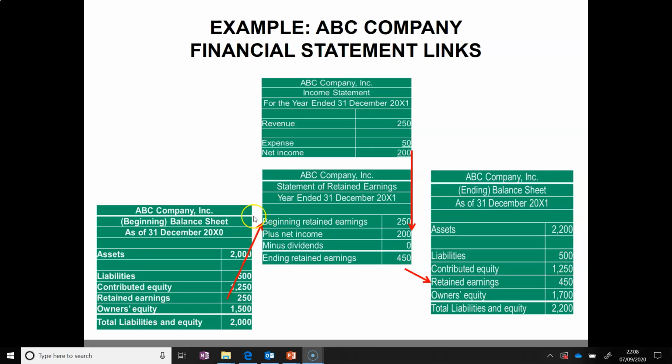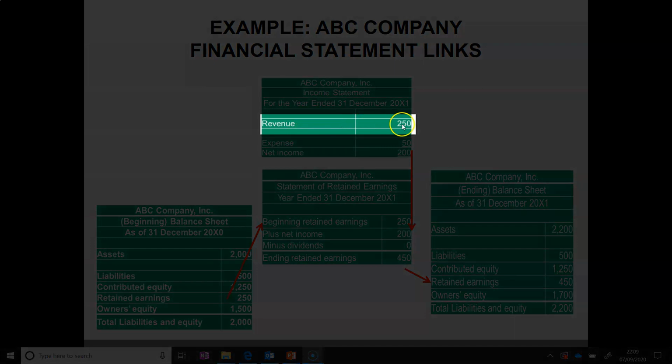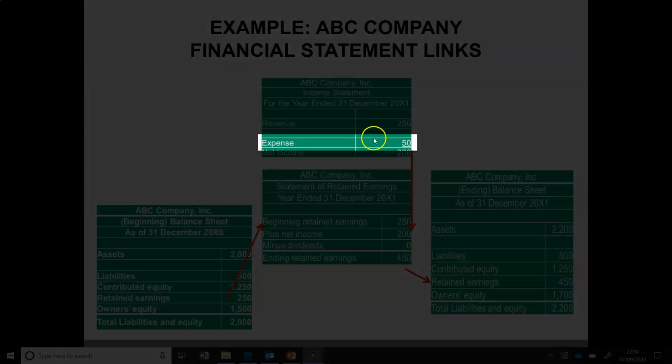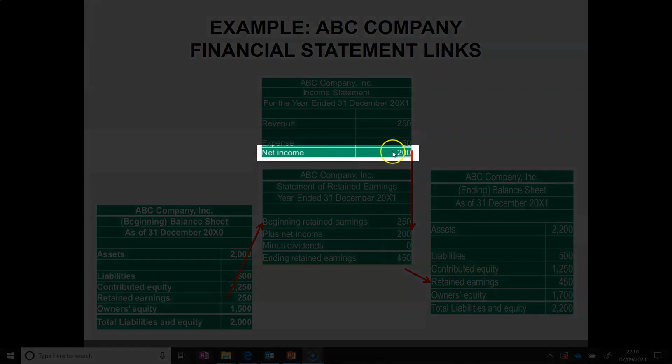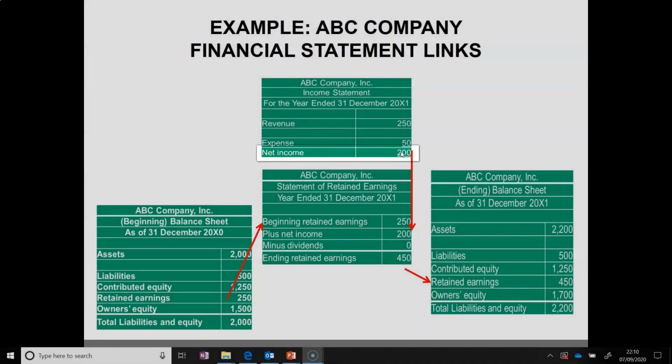Here we have an example to help us understand the links between different financial statements. We have the ABC company balance sheet as on 31st December 2010. For example, total assets are 2000, liabilities are 500, owner's equity is 1500, and retained earnings are 250. For the year 2011, the income statement shows revenue of 250, expenses of 50, so we have a net income of 200 for the year 2011.